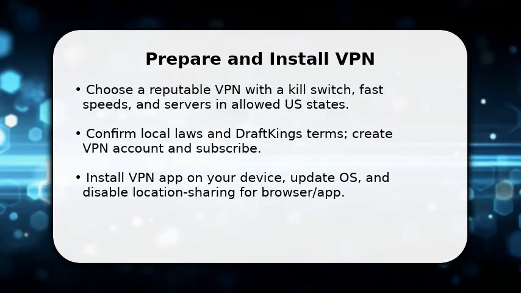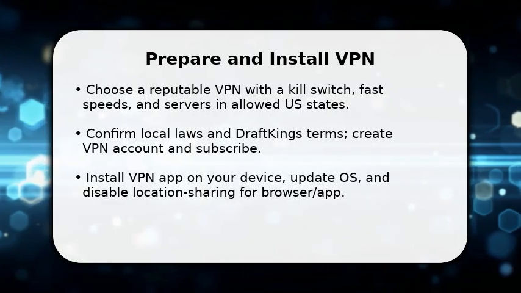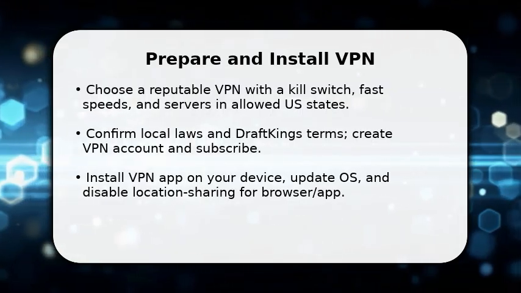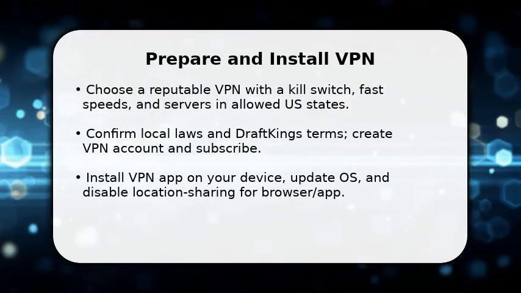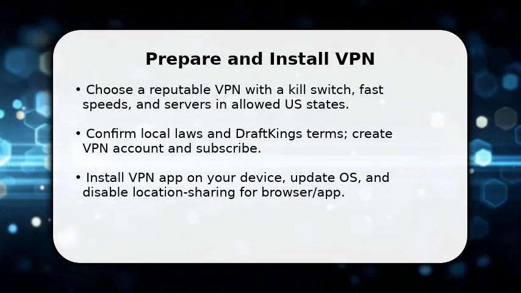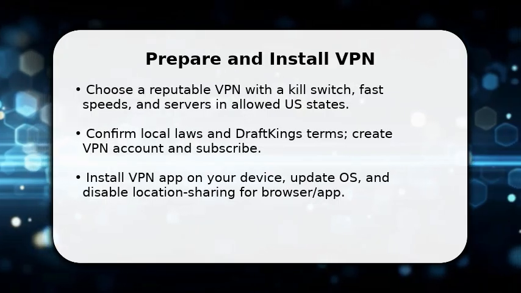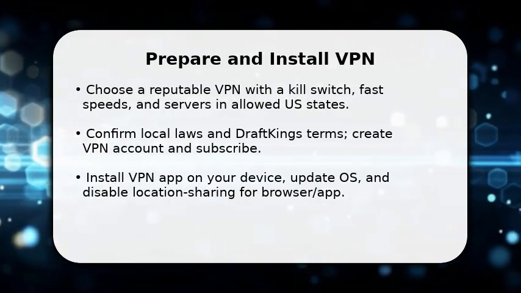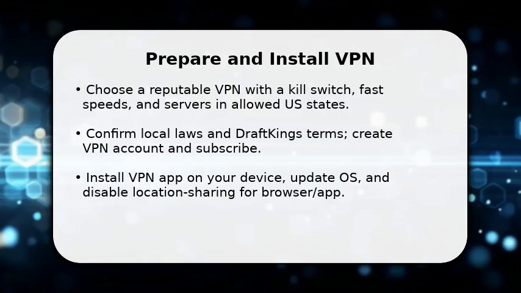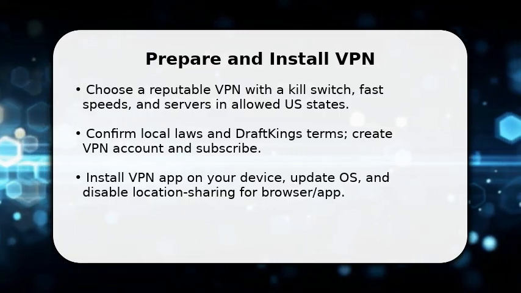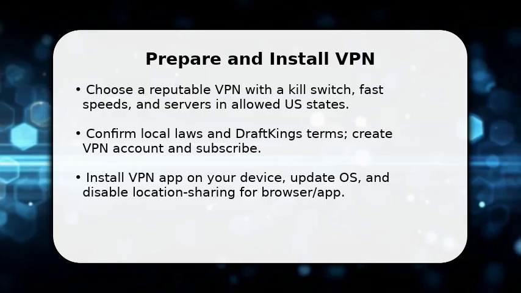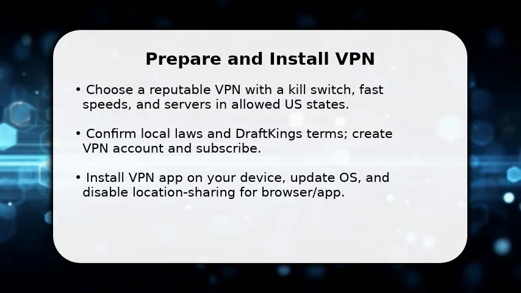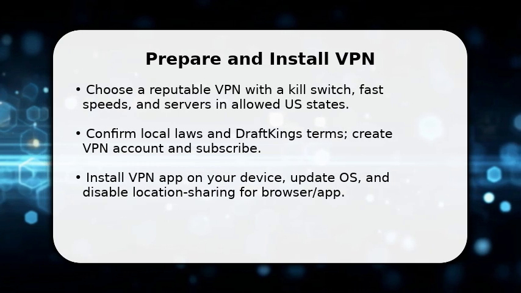You start by selecting a reputable VPN that offers a kill switch and fast servers in the state where DraftKings allows play. Once chosen, create and pay for the subscription, then install the app on the device you use for betting. Make sure your operating system and DraftKings app are updated. Turn off device location sharing for your browser or the app. These steps prevent immediate blocks and lay the groundwork for a stable, secure connection before you open DraftKings.